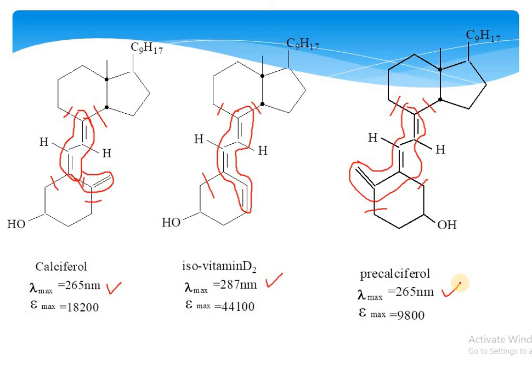So you can now easily calculate lambda maximum, at least for dienes, and in the next video we will take up more examples of alpha beta unsaturated carbonyl compounds after taking some rules.